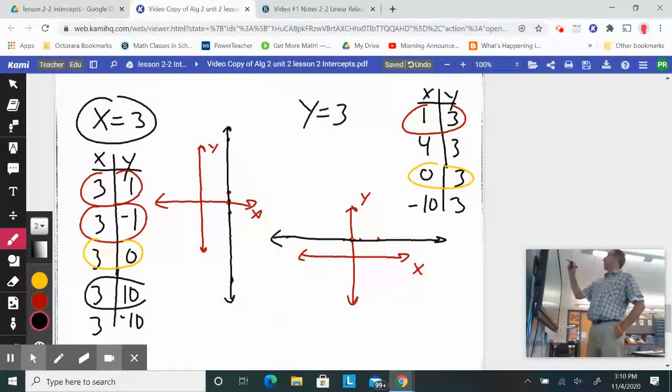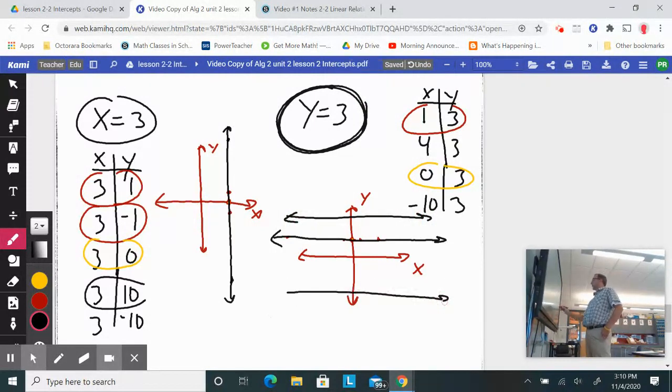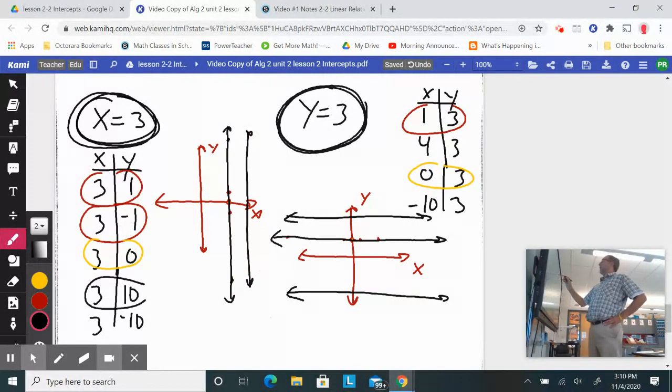So a horizontal line can look like this. y equals 3. y equals 5 would be up here. Here's y equals 5. y equals negative 10 would be down here. They're all horizontal lines. But then you have x equals 3. What if you had x equals 5? That would be out here. What if you had x equals negative 1? That would be a vertical line over here.